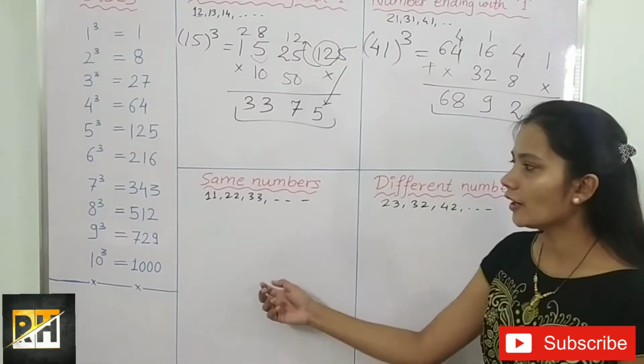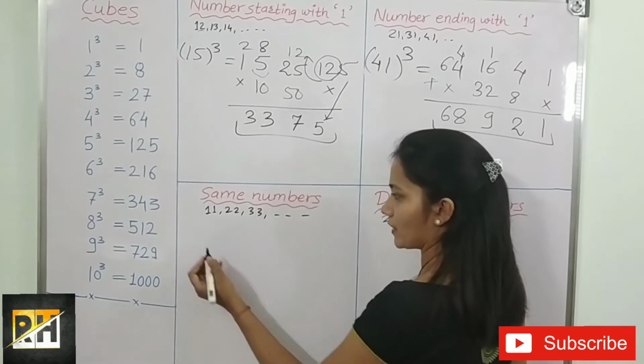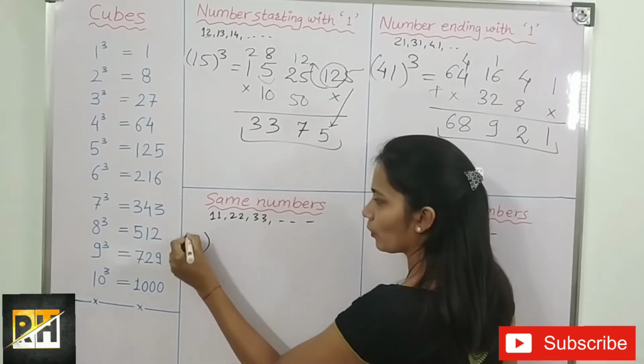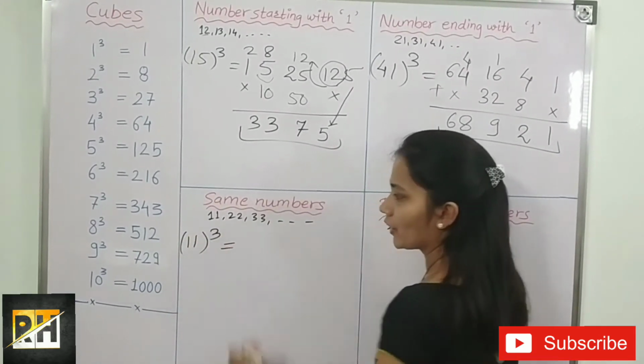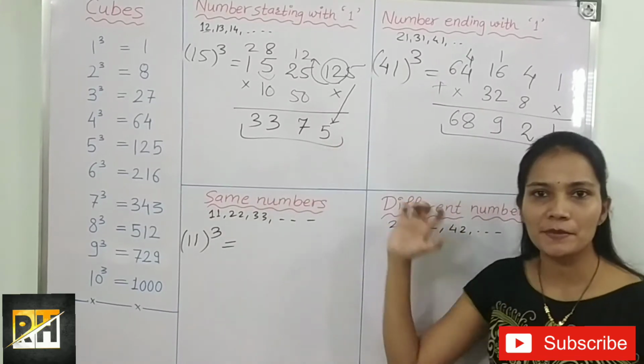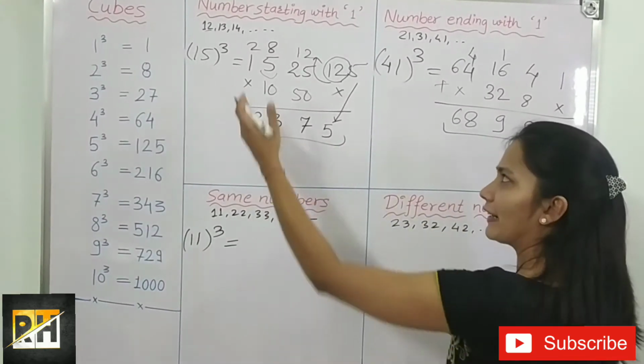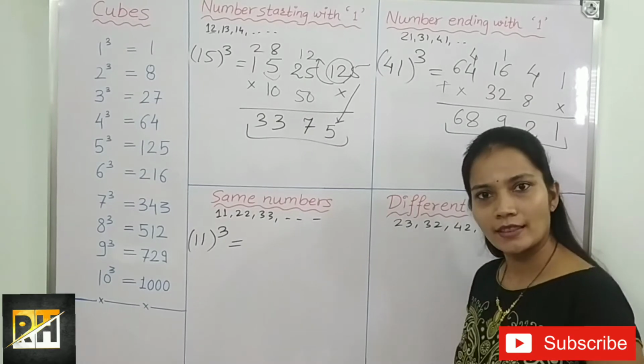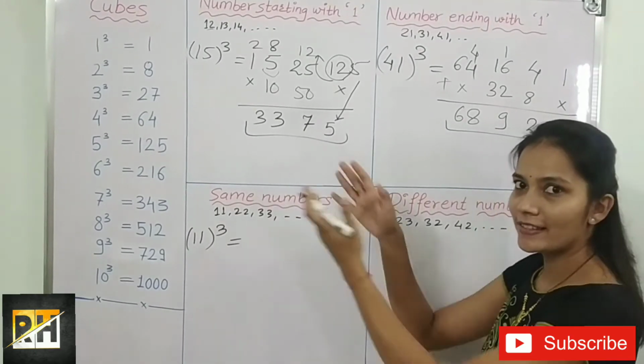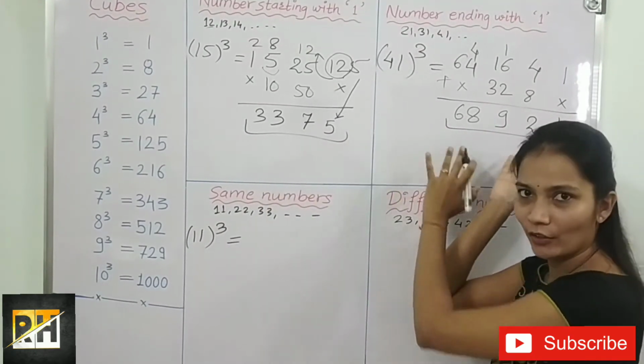Let's take the third method. That is for same numbers. Suppose the cube of 11 we have to find. So here in these two steps we have what we have taken. We write the two digits as it is, then square and then cube. And the same is opposite for the ending with 1.